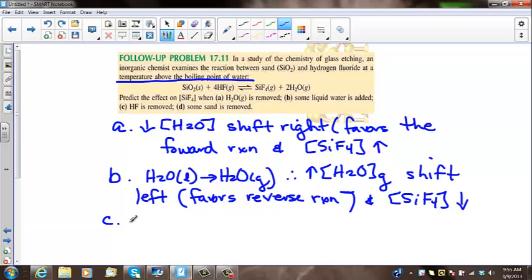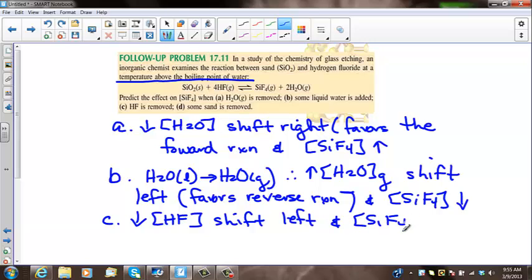C, HF is removed, so I'm going to decrease HF. Remember, when I decrease, my shift is going to be toward the decrease, so it's going to shift left. So again, my reverse reaction is favored, and my SiF4 is going to decrease. And the last one, some sand is removed. Same thing. If I decrease SiO2, the shift is going to be to the left, and the SiF4 will decrease.